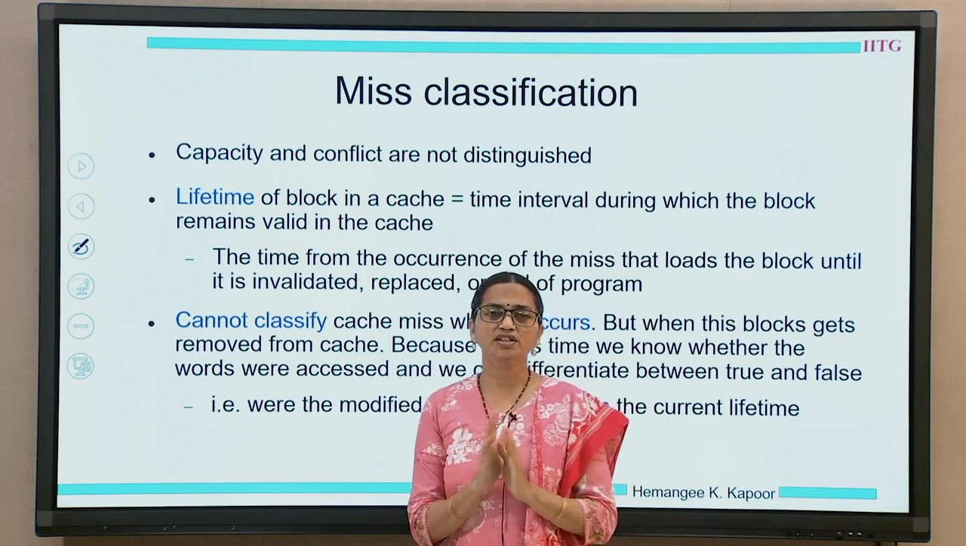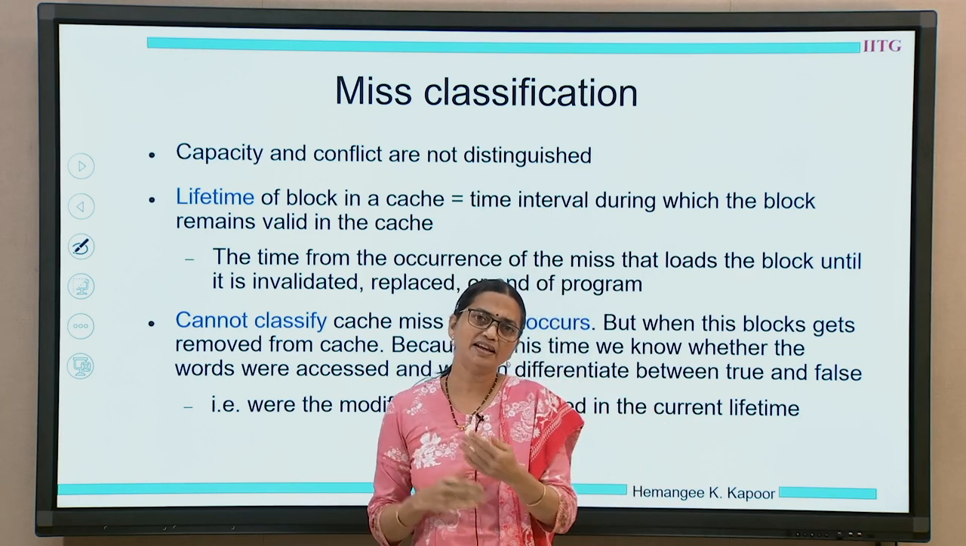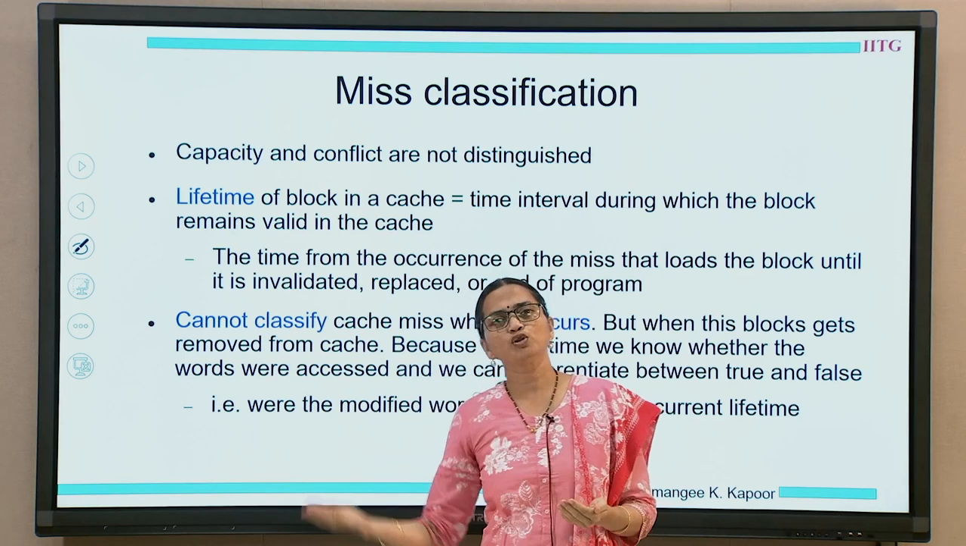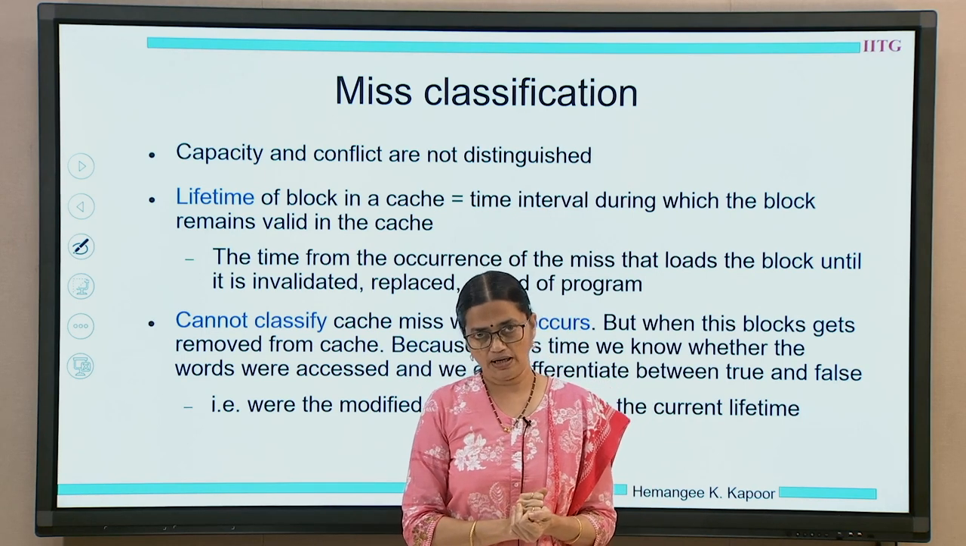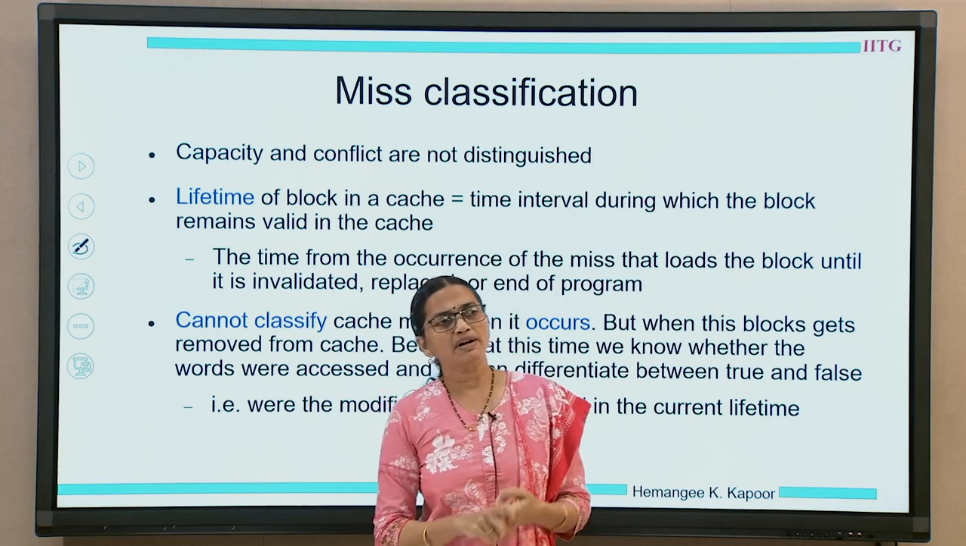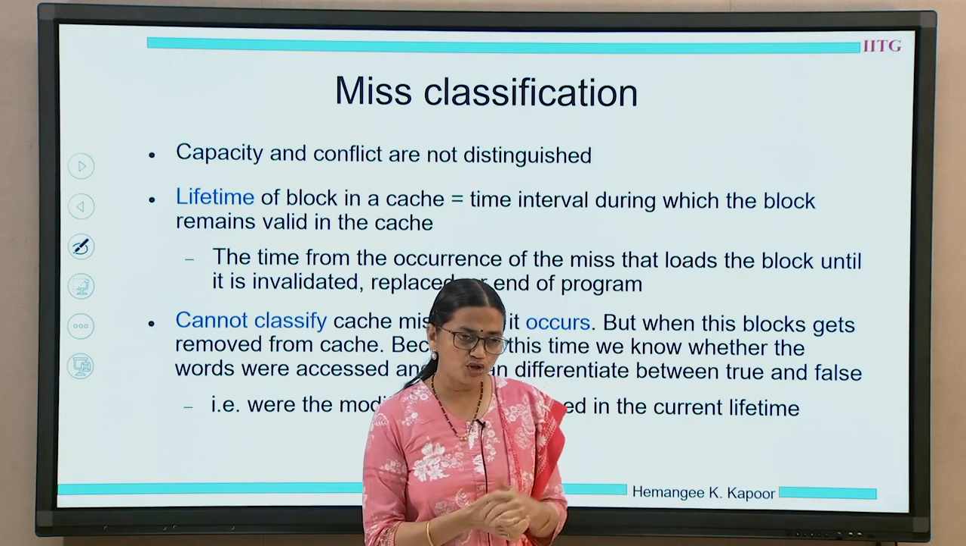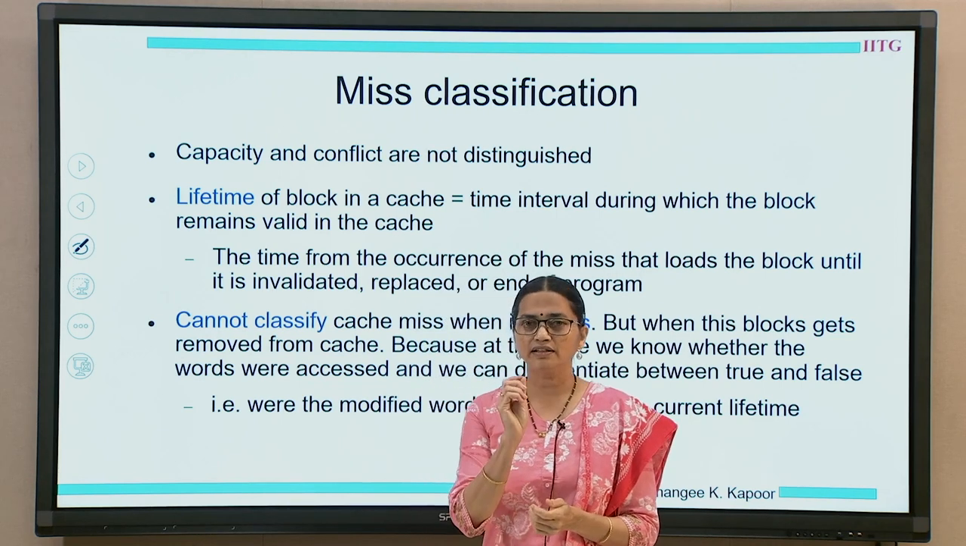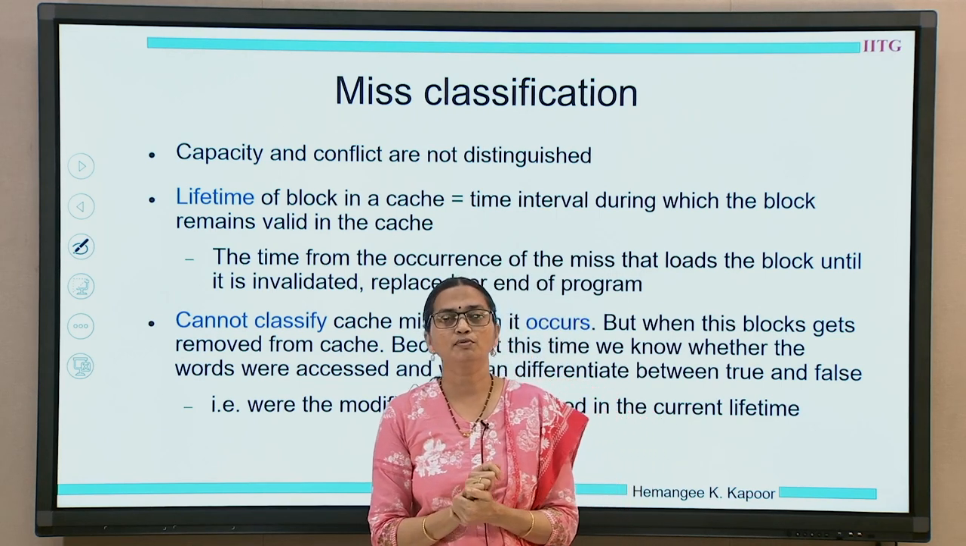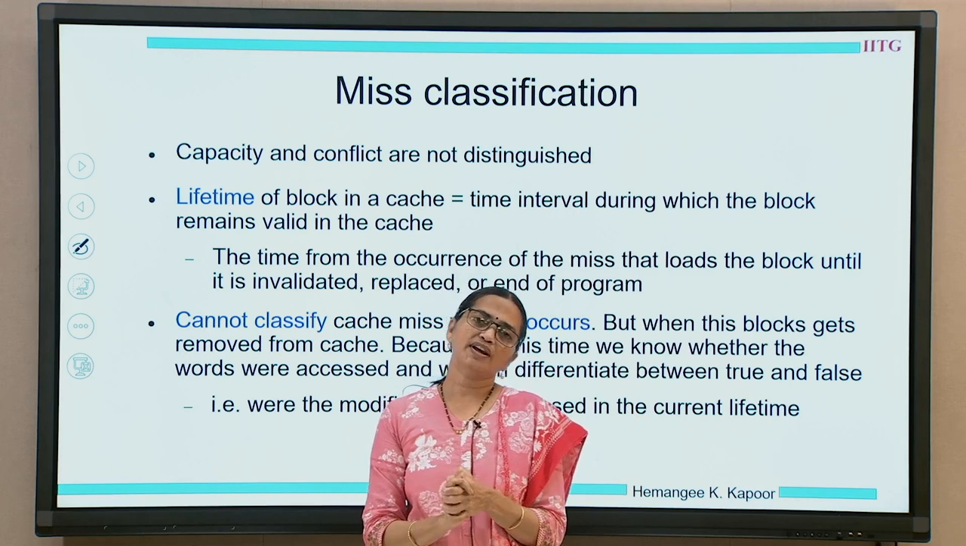Hence, we will just call them capacity misses, because indirectly a capacity miss can also imply a conflict miss. Definitely cold misses are there, but capacity and conflict can be treated as a single category. And to further understand the details of a type of miss, I'm going to define the lifetime of a cache block.